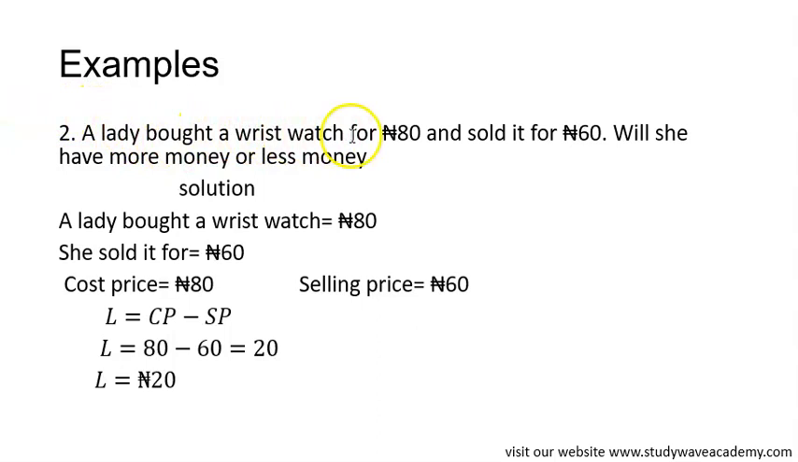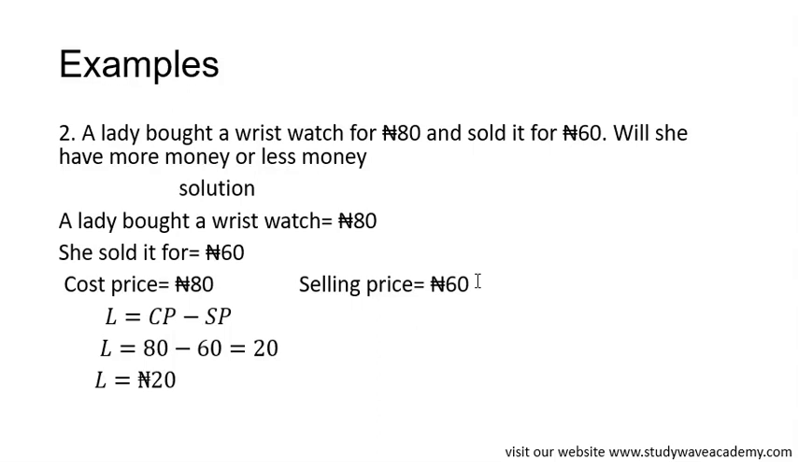A lady bought a wristwatch for 80 naira and sold it for 60 naira. Will she have more money or less money? The lady bought a wristwatch for 80 naira and she sold it for 60 naira. So the cost price is 80 naira and the selling price is 60 naira. The cost price is 80 naira because she bought it for 80 naira, okay? She bought the wristwatch for 80 naira. So the goods bought is 80 naira. And when she bought it, she sold it for 60 naira. So the selling price is 60 naira.